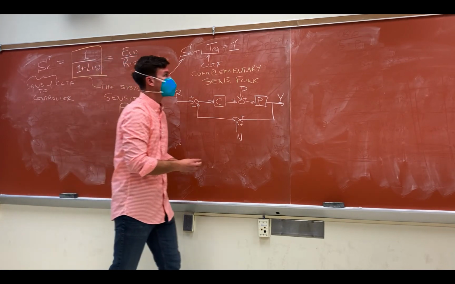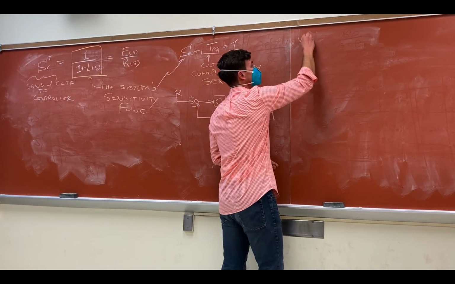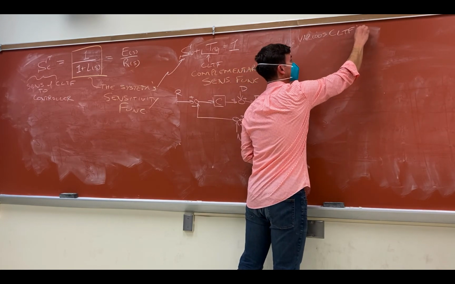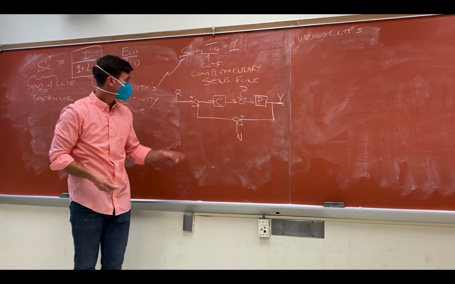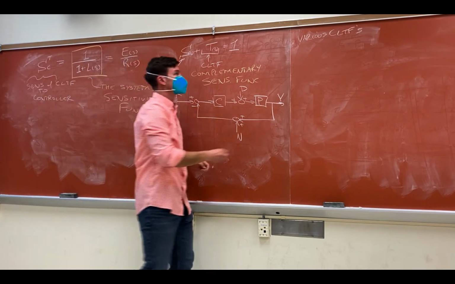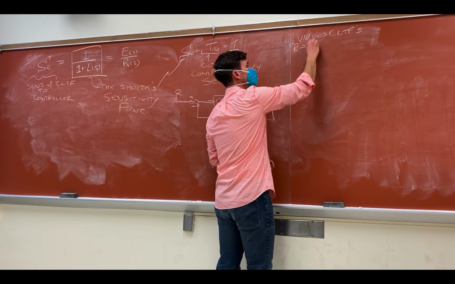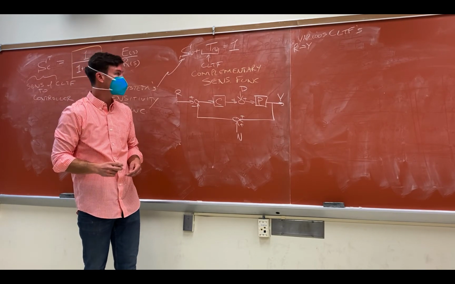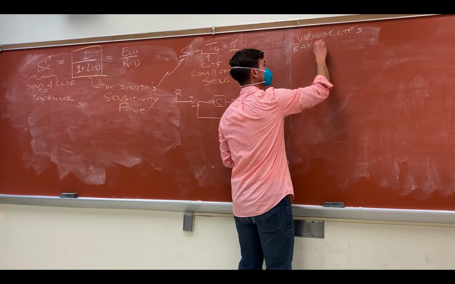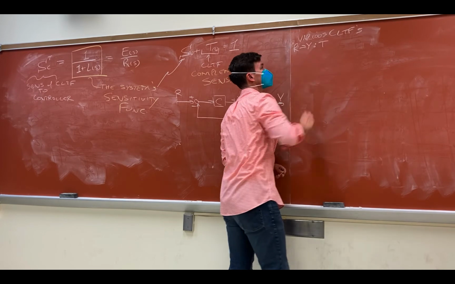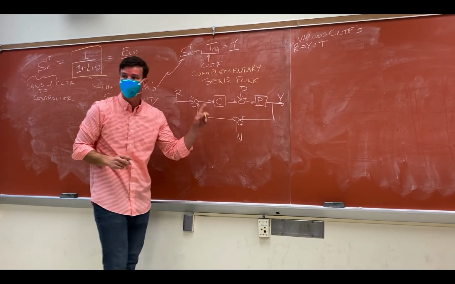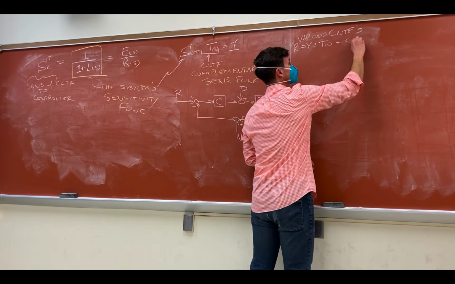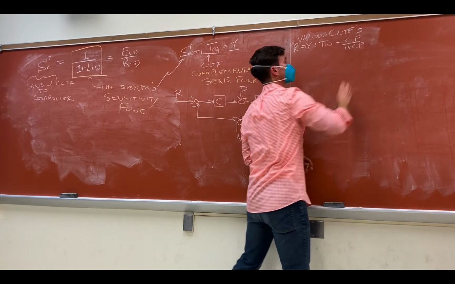So let's talk about these various closed loop transfer functions. Okay, from R to Y. That's our classic, right? That's the one we're talking about all the time. That is our T of S, either the complementary sensitivity function, or if you like, CP over 1 plus CP.